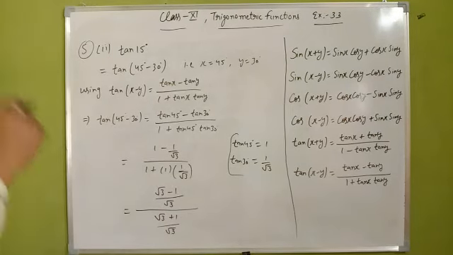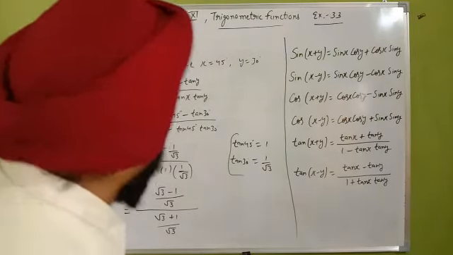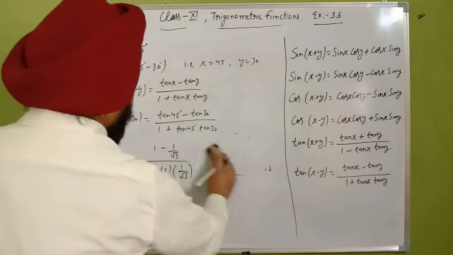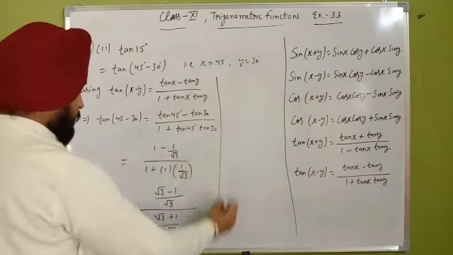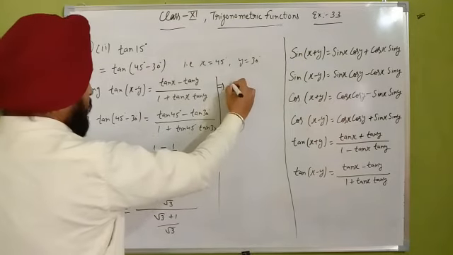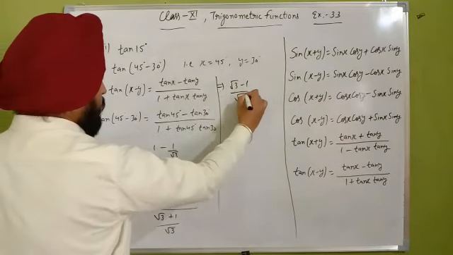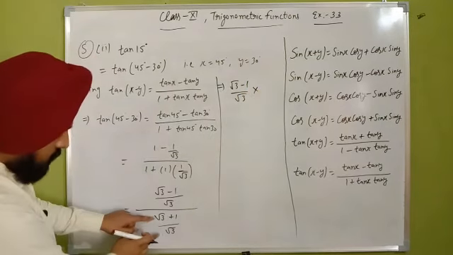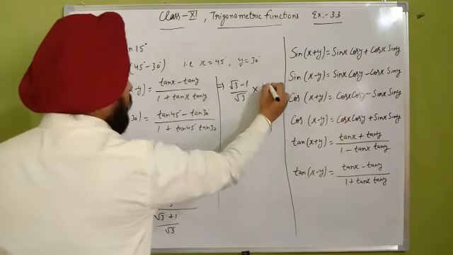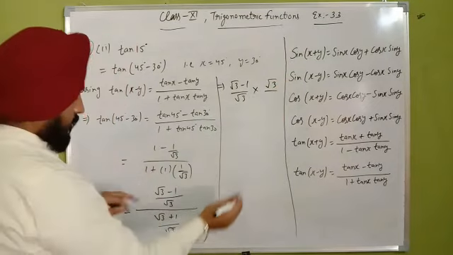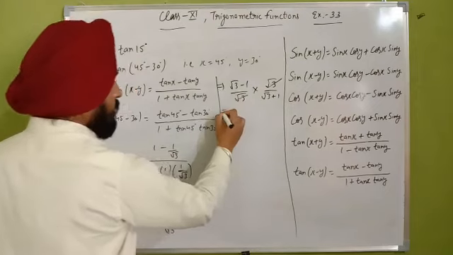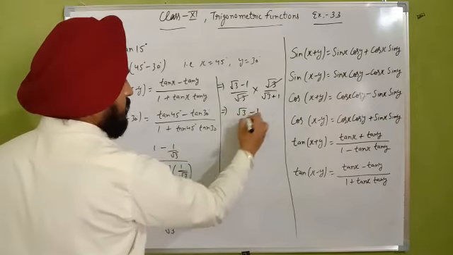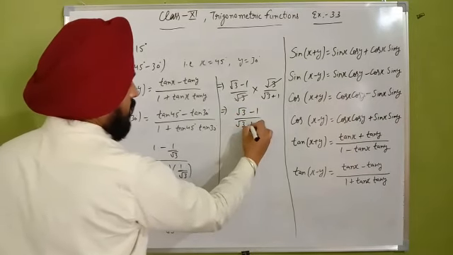Now further we have to solve this fraction by taking the reciprocal of the denominator and multiplying it by the numerator. In the next step we can say square root 3 minus 1 upon square root 3. Now take the reciprocal of this denominator term, square root 3 upon square root 3 plus 1, and multiply with the numerator. Now cancel root 3 with root 3. Which thing is left? Square root 3 minus 1 upon square root 3 plus 1.